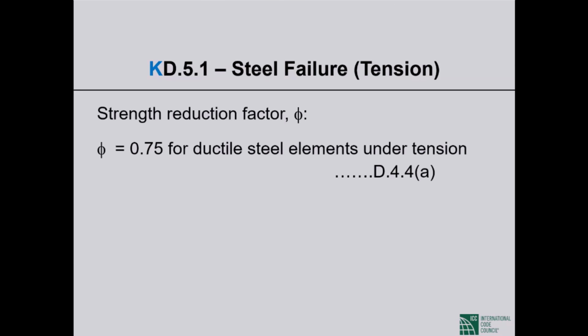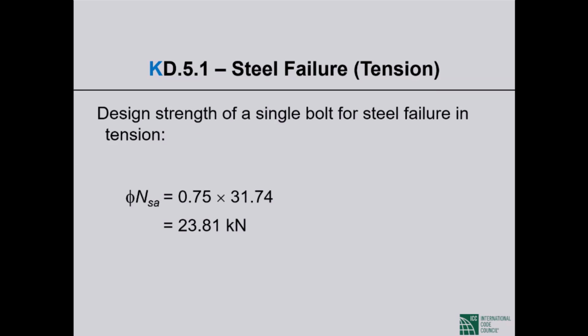Strength reduction factor, if you go to K.4.4, is 0.75 for ductile steel elements under tension. So this is still failure, so we don't have an additional 0.75 reduction. So the 31.74 kilonewtons of nominal tensile strength is reduced to 23.81 kilonewtons of design tension strength, phi N sub SA. This is still for a single anchor.